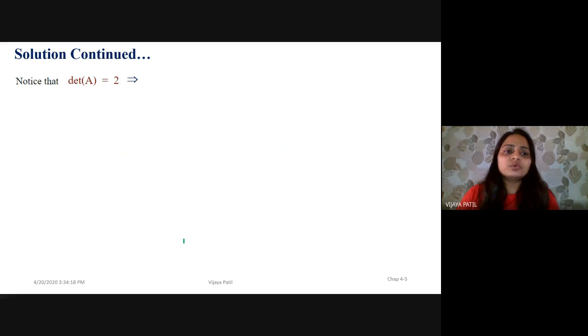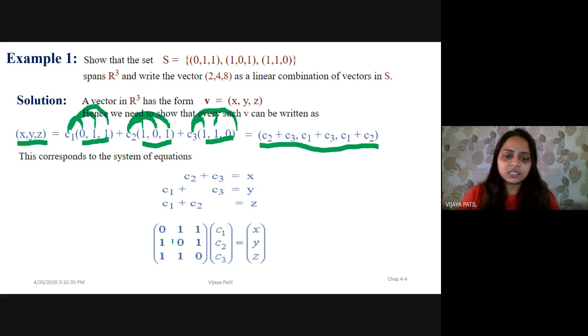Here we have to notice one thing. If you observe this matrix, 0, 1, 1; 1, 0, 1; 1, 1, 0, we can find the determinant of this matrix. Suppose this is the A matrix. So it's nothing but A into C equals X.